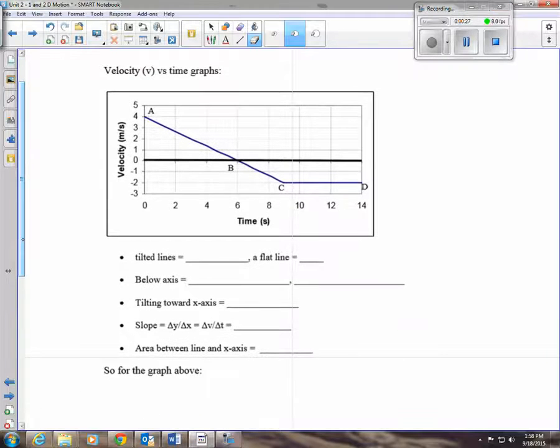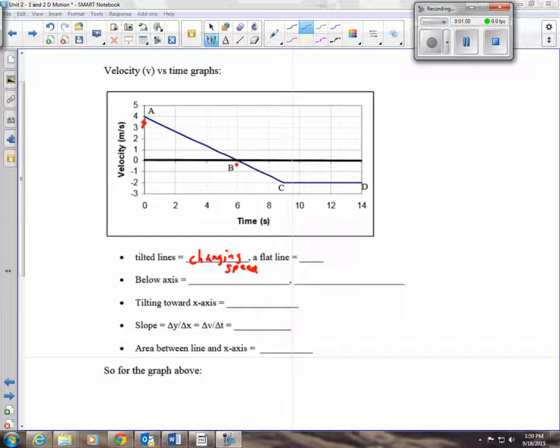So, in this one, I got to think about what this is telling me. This is velocity, all right, how fast it's actually moving. So the velocity here is 4, and down here the velocity is 0. So it actually is slowing down. So when the line tilts like that, it means I have a changing speed. Before, a changing speed made the line curve on a position time graph, but for this one, if it's tilted, it's changing speed. Okay, and a flat line would be constant speed.